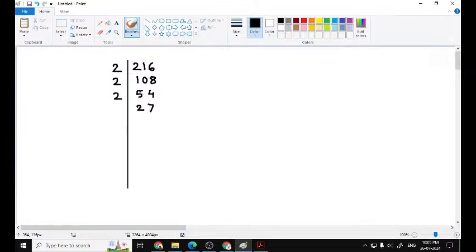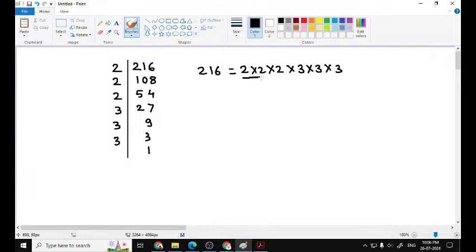Now this is not divisible by 2, but it is divisible by 3. Quotient is 9, which is divisible by 3, then 3, 3 and 1. 216 is equal to 2 into 2 into 2 into 3 into 3 into 3. The prime factors of 216 can be divided in groups of 3. Therefore, 216 is a perfect cube.